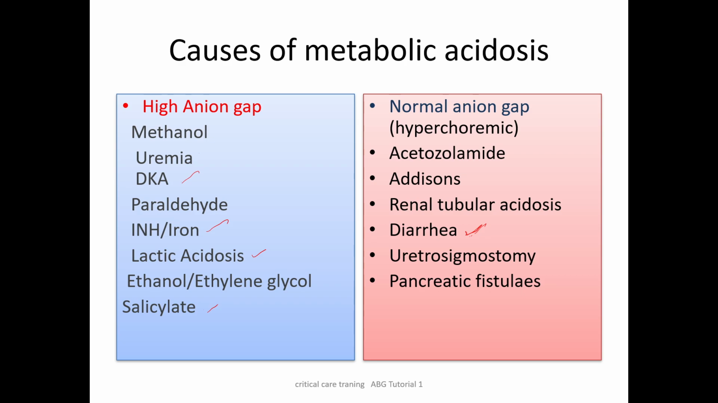So it can be remembered as HARDUP. Hyperchloremia, acetazolamide, Addison's disease, renal tubular acidosis, diarrhea, and ureterosigmoidostomy. So calculation of anion gap basically helps us to differentiate the two groups of conditions so that we can pinpoint and move towards the diagnosis.